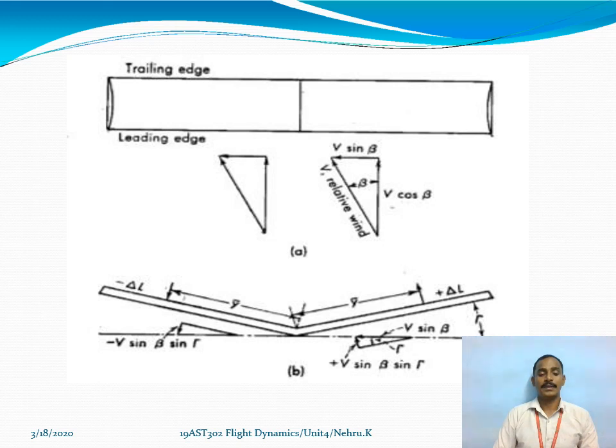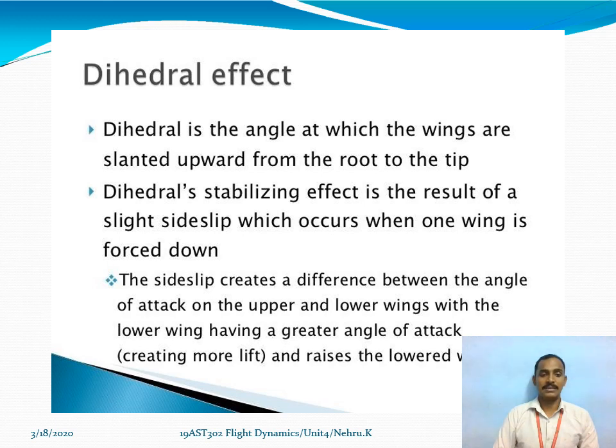Let us take the lift at any position, delta L, and this will incline in terms of the relative wind direction. Coming to the dihedral effect, dihedral is the angle at which the wings are slanted upward from the root to tip. Whereas the dihedral stabilizing effect is a result of side slip, which occurs when one wing is forced down and the other is forced up. This side slip creates a difference between the angle of attack on the upper and lower wing, with the lower wing having a greater angle of attack, and that raises the lower wing.